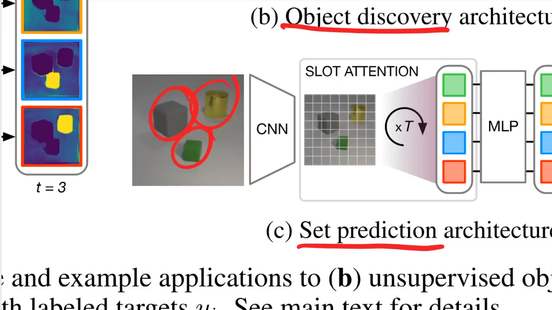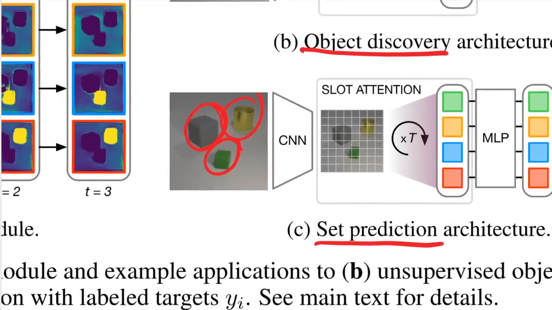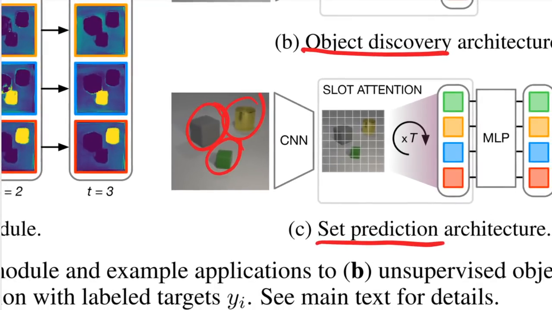The difficulty here, of course, being that these are sets, so there is no natural order in it. So if you say there is a green cube and a yellow cylinder, it's going to be the same as there is a yellow cylinder and a green cube. So you'll have to build an architecture that is somehow invariant with respect to the labels.